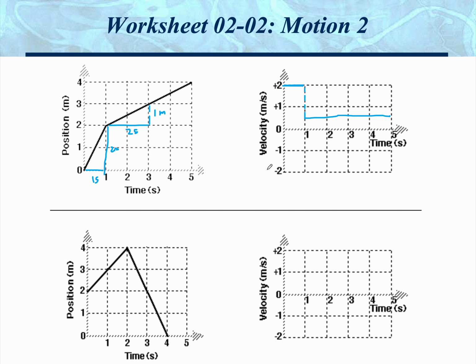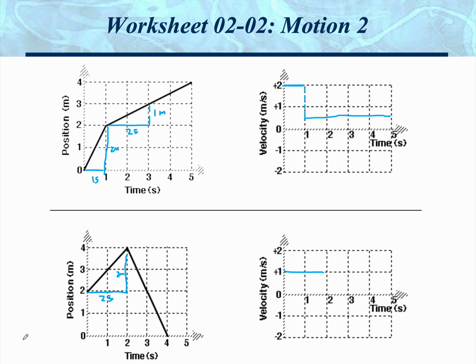And then finally, this last one. If we look at this one, the slope for the first 2 seconds, you gain 2 meters in 2 seconds. What's your velocity? Well, velocity, again, displacement over time. 2 meters over 2 seconds means that for the first 2 seconds, you're going at 1 meter per second.